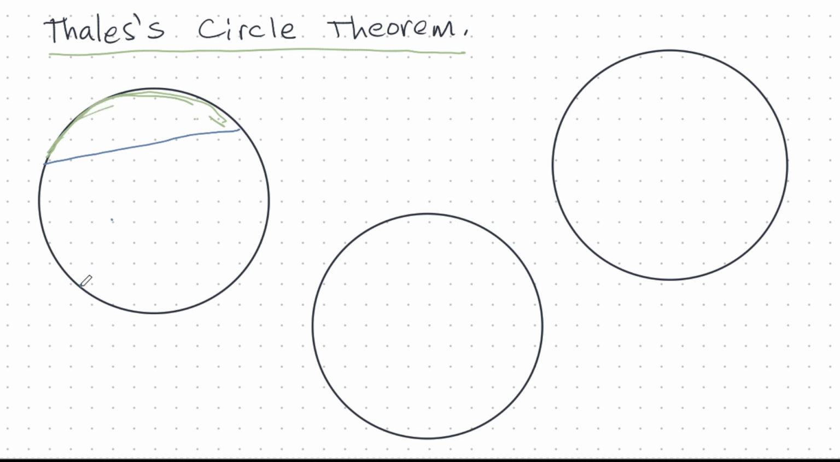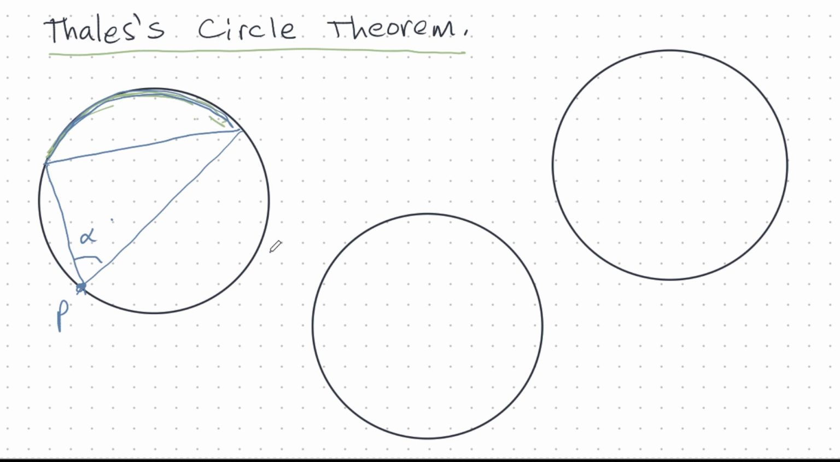So if I have a point P here, and I draw lines, these lines intercept this arc, and this arc is an angle, so we can call that angle alpha.